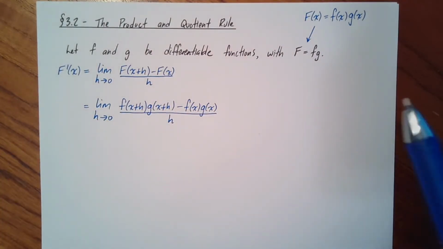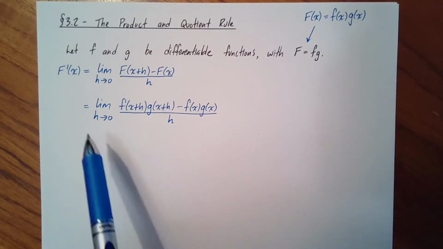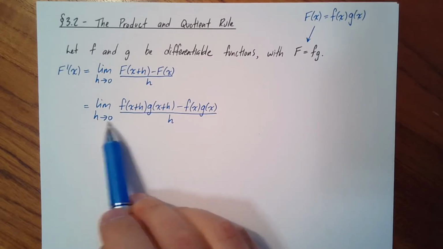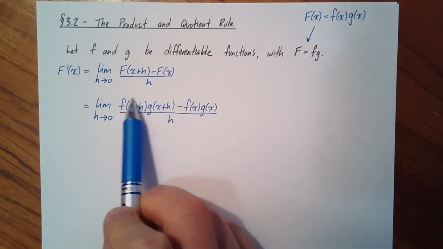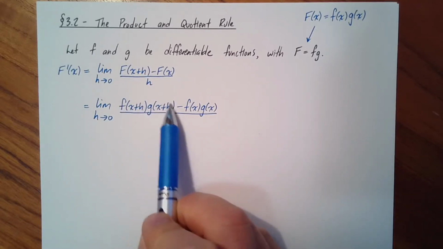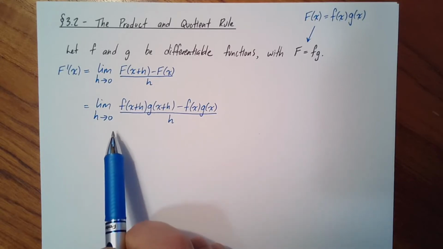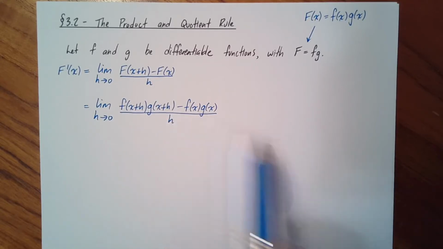And then, well, now it looks like we're just at a brick wall. I mean, what are you going to do here? You can't plug in h equals 0. What happens if you try to plug in h equals 0? Well, this would just become f of x, and this would just become g of x. So you've got f of x times g of x, but then you subtract f of x times g of x. So you'd end up with a 0 over 0 type. So just plugging in h equals 0 at this stage isn't going to work.